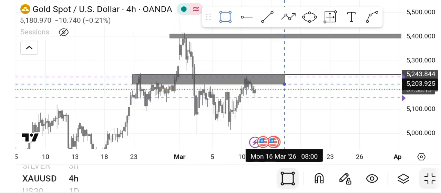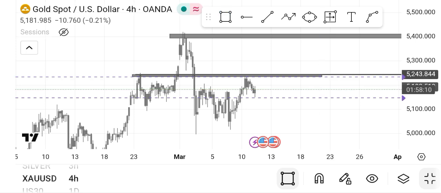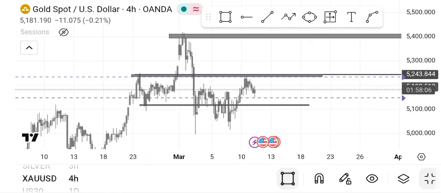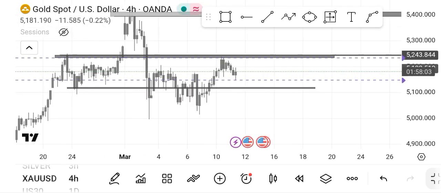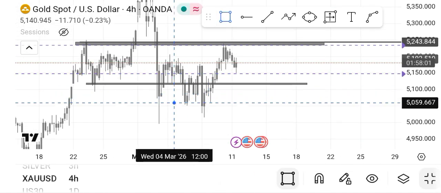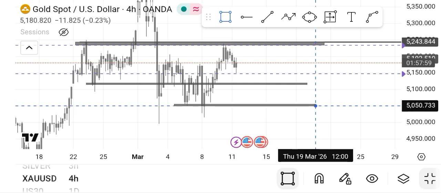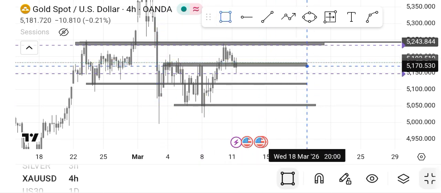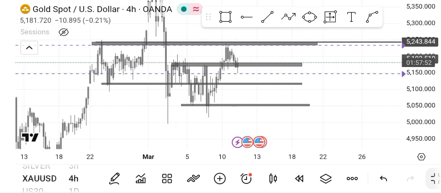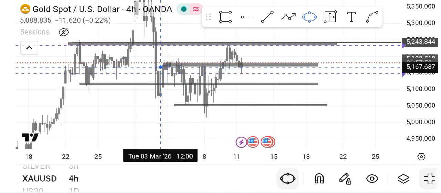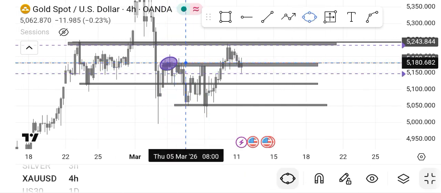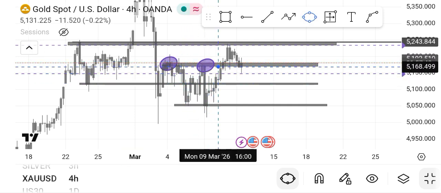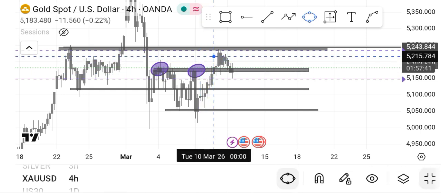Let me mark this one too. And we do our lowest point that get broken. Then these are our lowest point. Then we make a resistance here. So there are sellers sitting here. This area, there are sellers. And then we end up taking it.